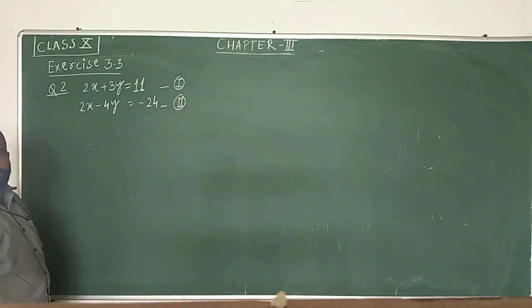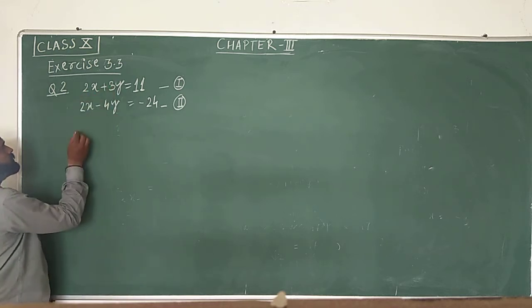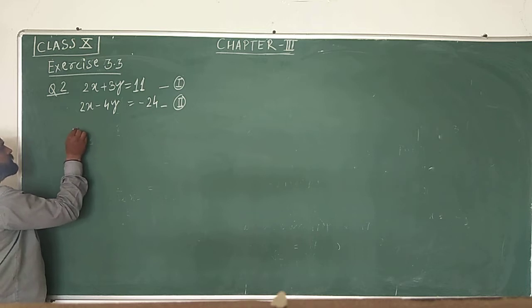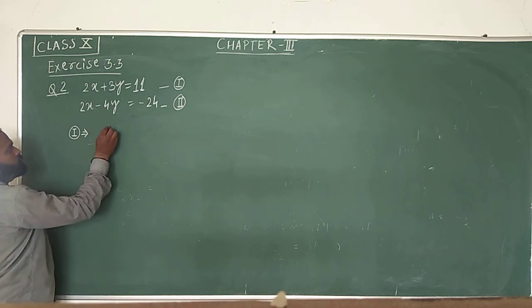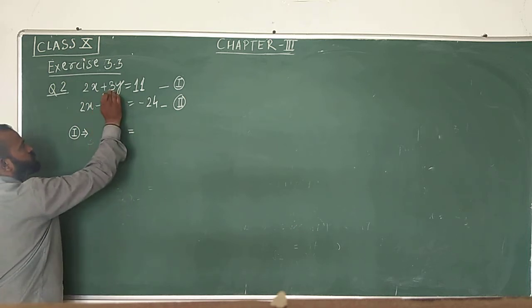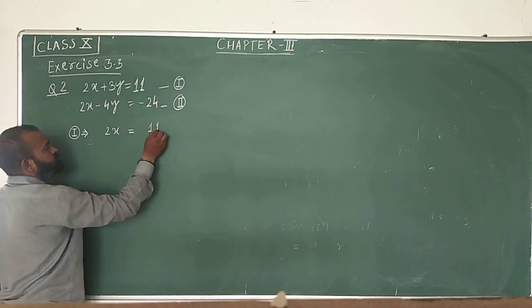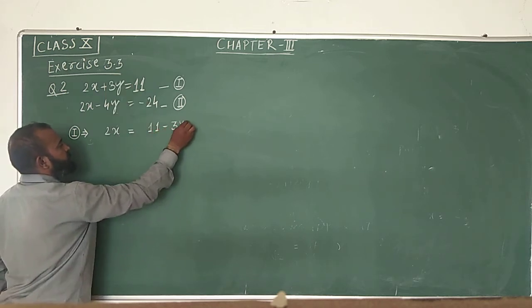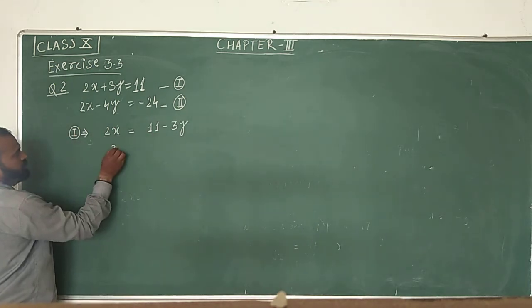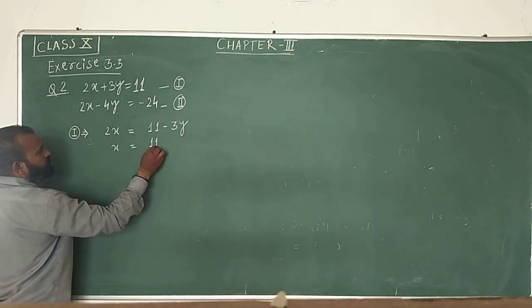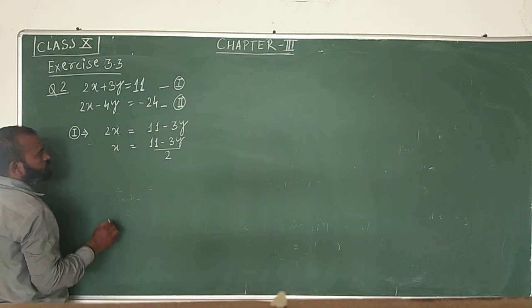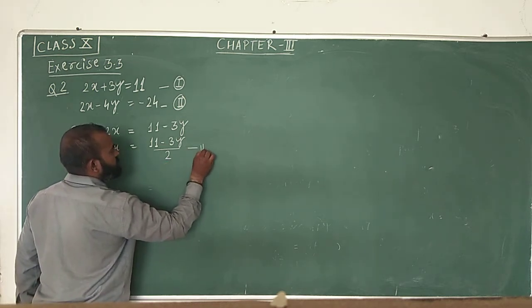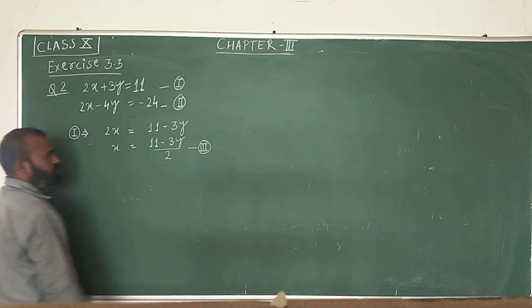These two equations are given to us. Any one equation you can select. So I am selecting equation number 1. Equation number 1 implies 2x equals, send 3y to that side, it will become minus 3y, right? Now send 2 to this side. Now x equals 11 minus 3y upon 2. You can call this equation number 3.